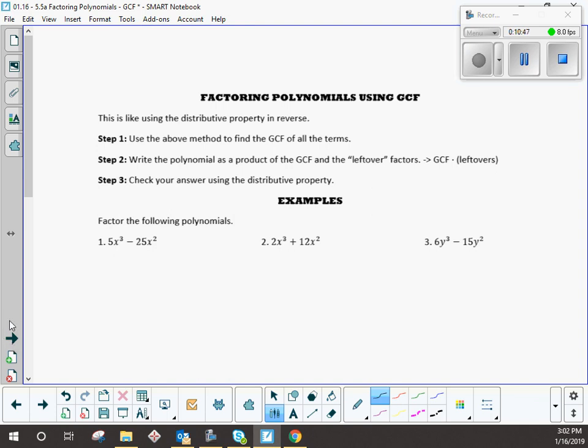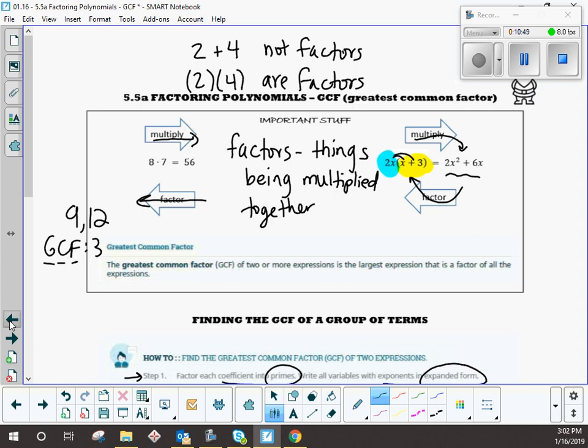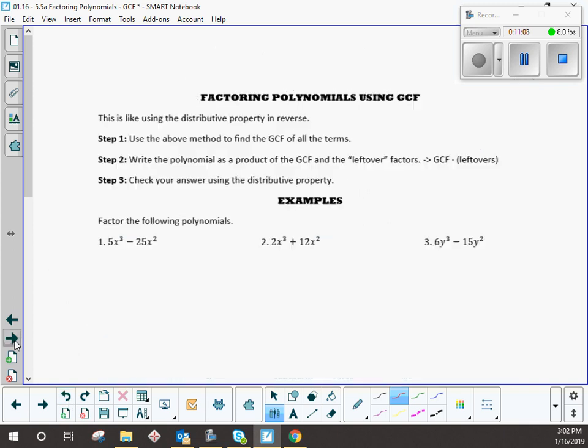What we're going to do basically is start from something like this and work our way backward to something like that, where this is the GCF and this is the leftovers. So we're going to do that here.